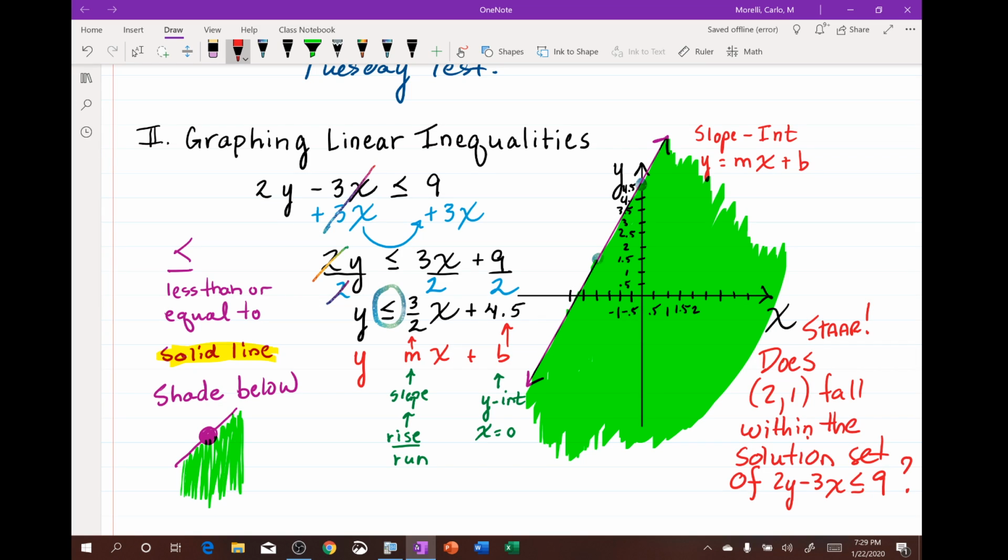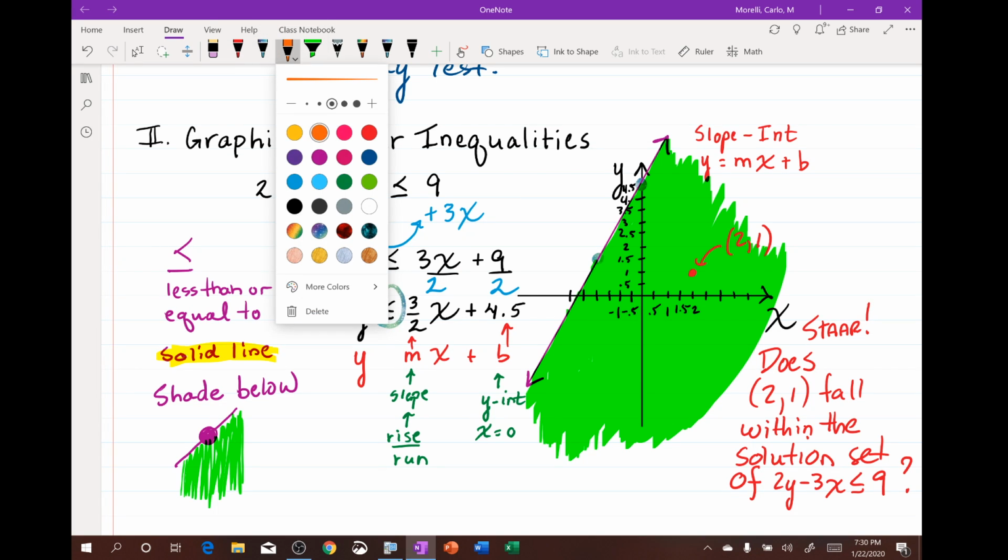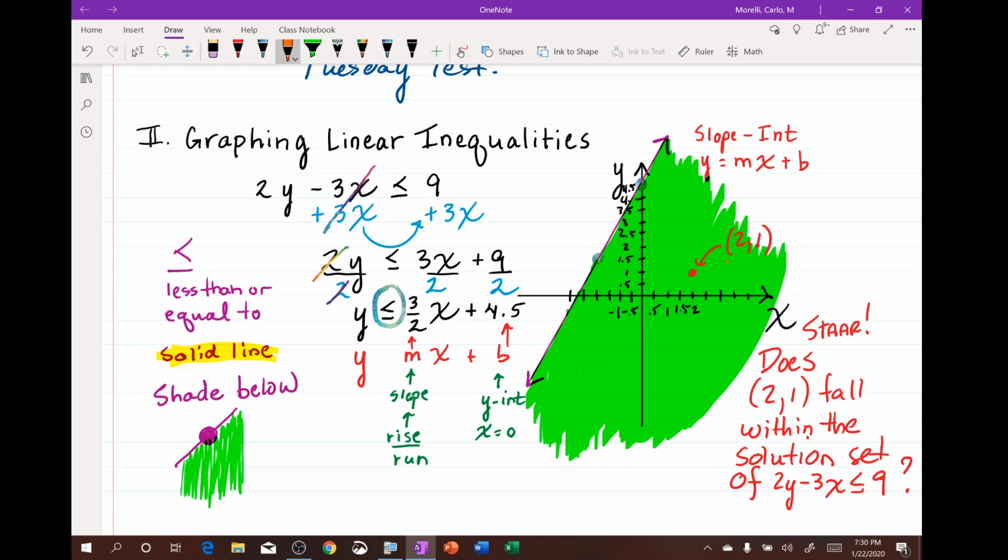Does (2, 1) fall within the solution set of 2y minus 3x less than or equal to 9? Well, we already solved it and graphed it. It's good for us now to go and find (2, 1). Here it is. That's (2, 1). Question is, does that fall within the shaded region? Yes, it does. So if you saw this on a test, the answer would be yes, absolutely.